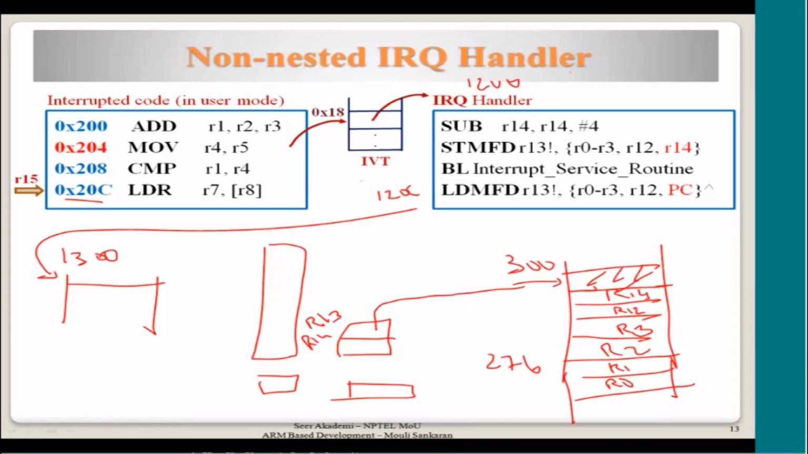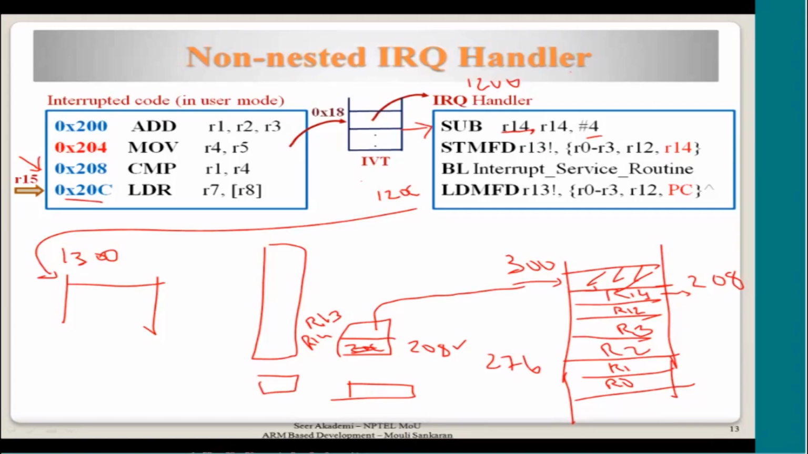Here, what is the value? You know, it is 208. Why? Because originally R14 was having 20C. When the handler came to this place, it had just saved the PC value. Originally it had 20C. After this instruction, which is R14 minus 4 written back into R14, this value has become 208. Now it is holding the address to which the processor should go back after the handling is done.